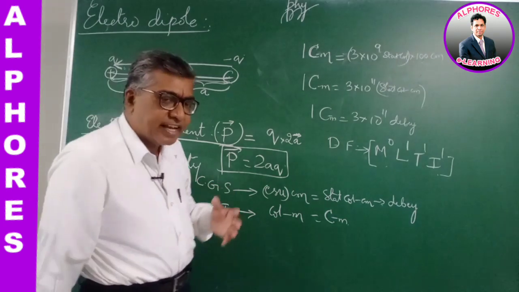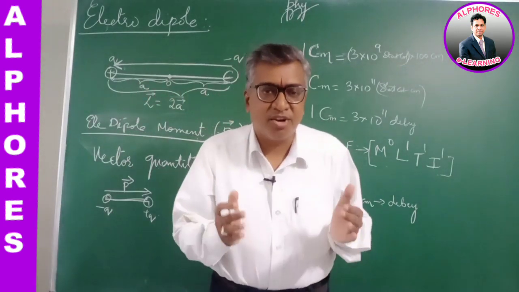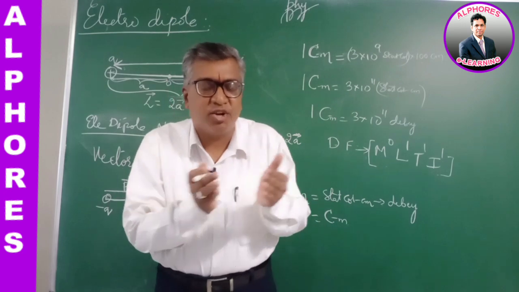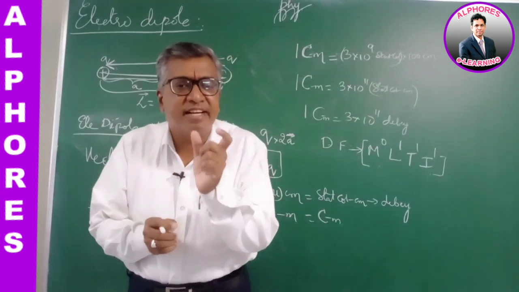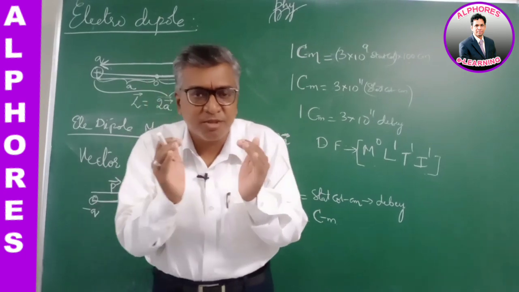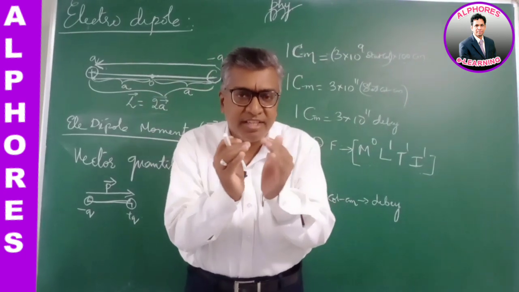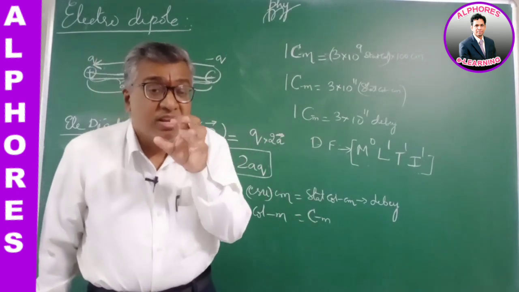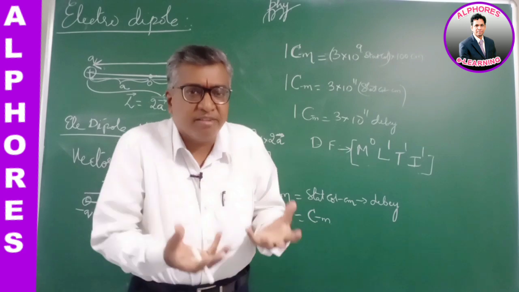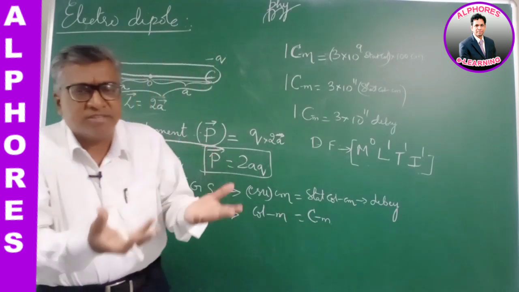So, electric dipole. A dipole is a combination of two equal and opposite charges separated by a small, finite, definite distance. It's a system of two charges together, a set. It is a set of two charges like this, right? This is a dipole, and this dipole has its own effect in the field, or how much effect does it show?